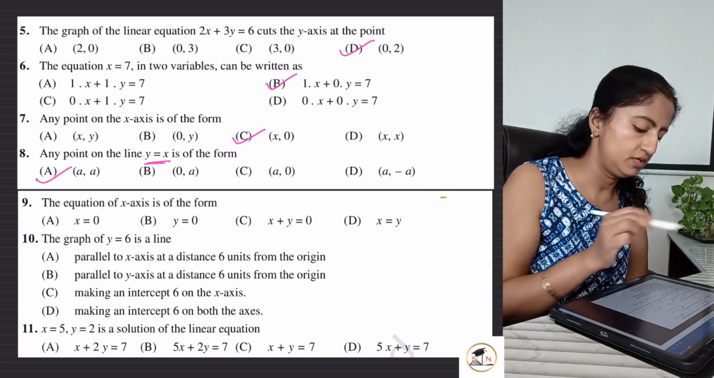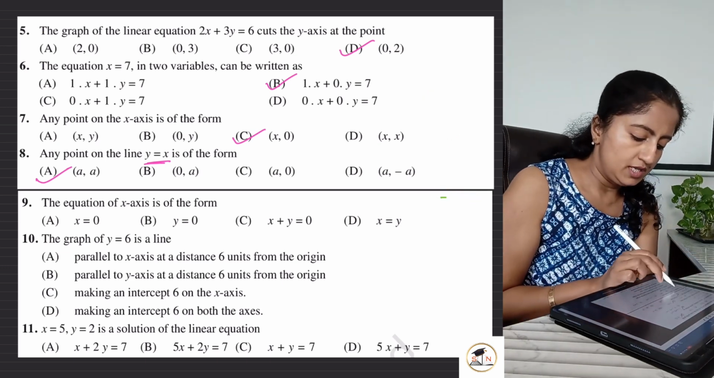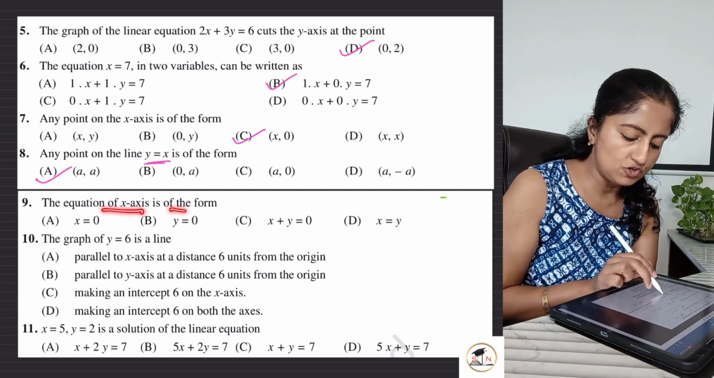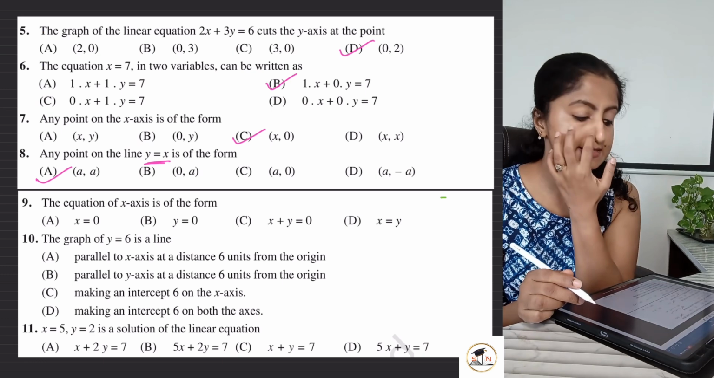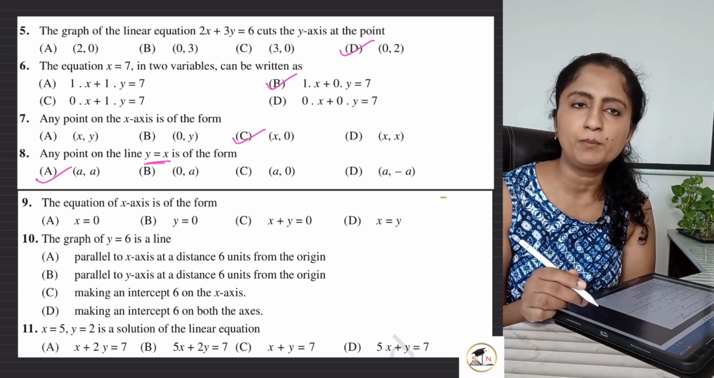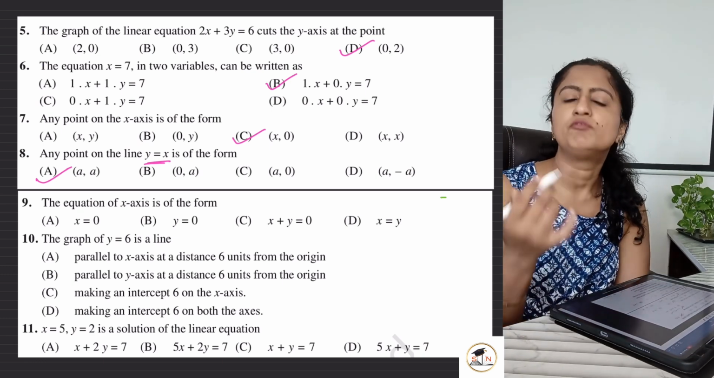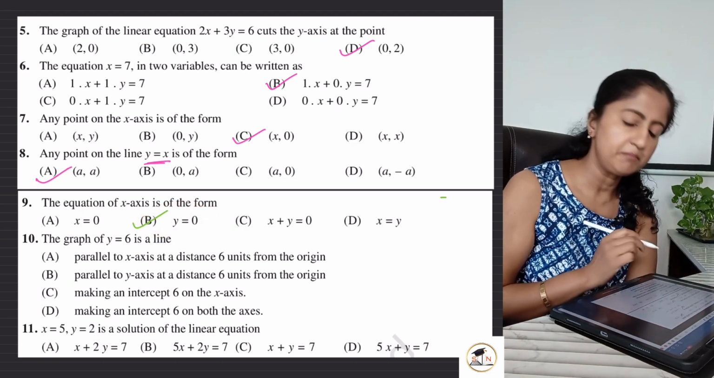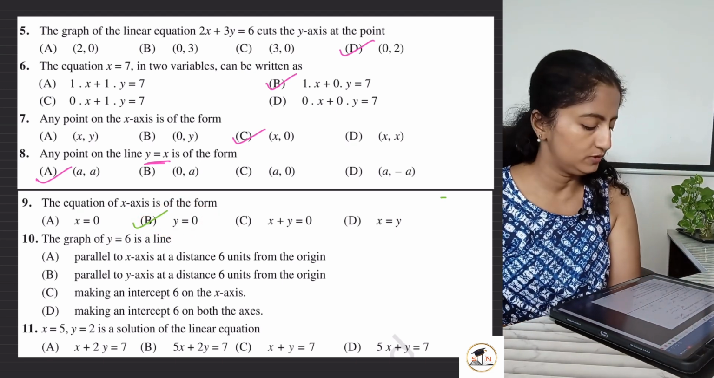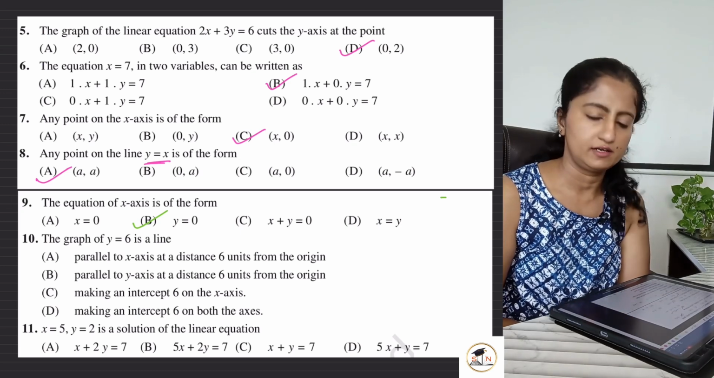Okay, now ninth question. The equation of x-axis is of the form. What will be the equation of the x-axis? What happens on the x-axis? The y component is 0, right? The y component is 0, so that means your answer is B. It is y equals 0 over here, right?